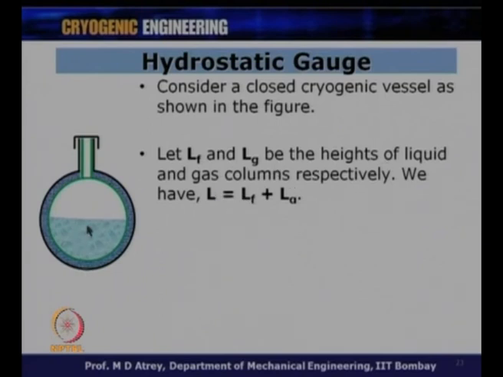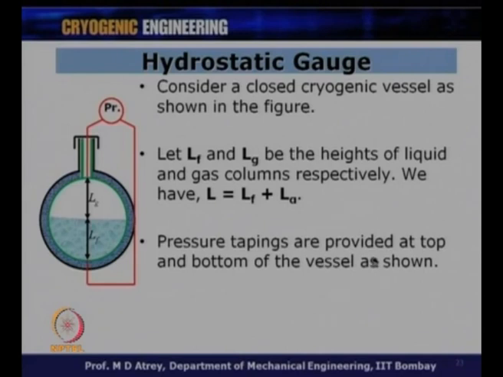So, you've got a liquid level over here and a gas column over here, because the gas is the boil-off of this liquid. You can see LF and LG are the heights of the liquid and gas column respectively, and we have L equal to LF plus LG. Simple. Pressure tappings are provided at the top and bottom of the vessel as shown.